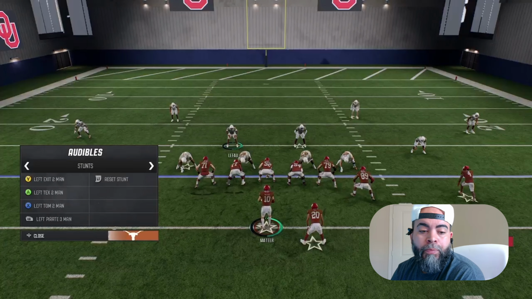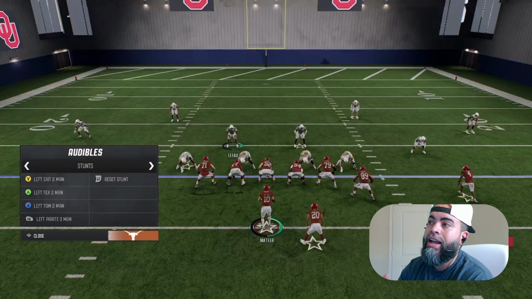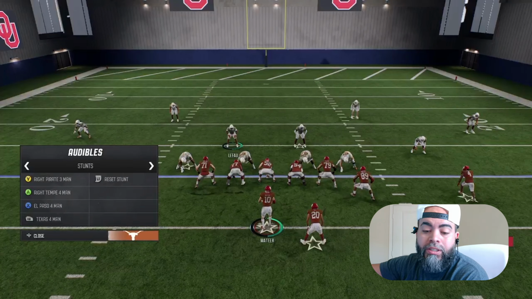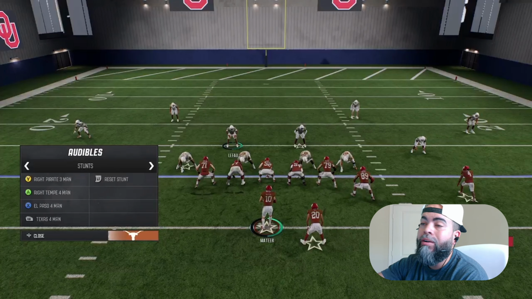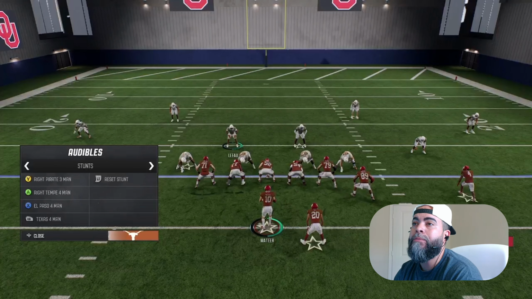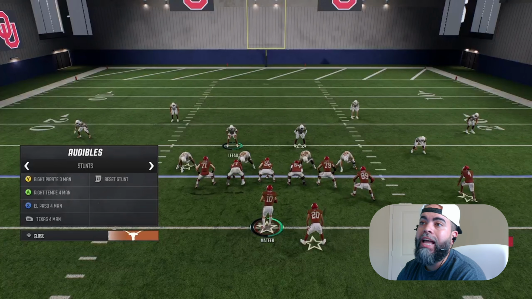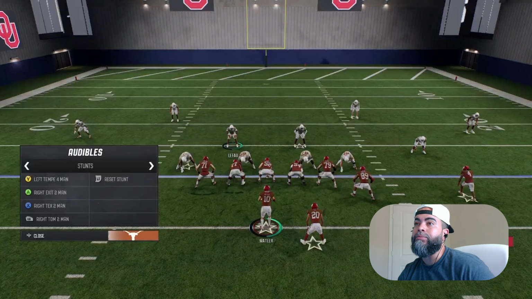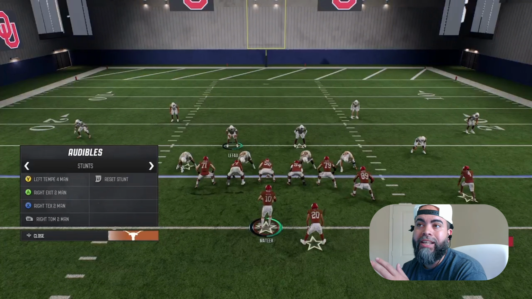So check it out. The first screen is dedicated mostly to your left line and the left side of D-line activity. The middle screen is dedicated to the whole D-line and middle of the line activity. And then if we go to the last screen, the third screen, you're going to notice that it's dedicated to the right side of the D-line and right side D-line activity, if that all makes sense.